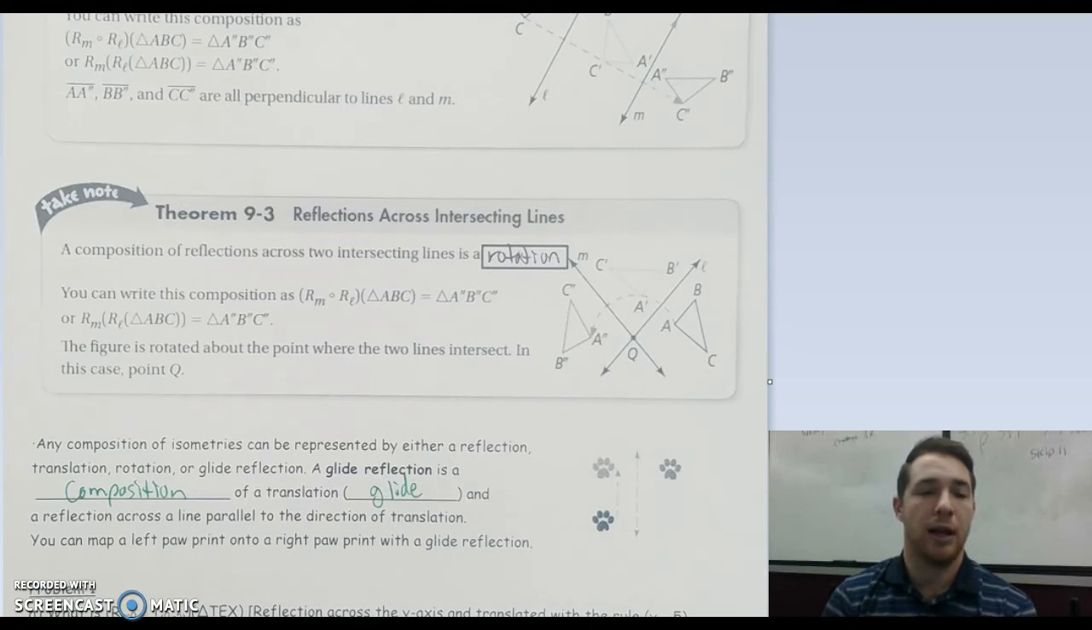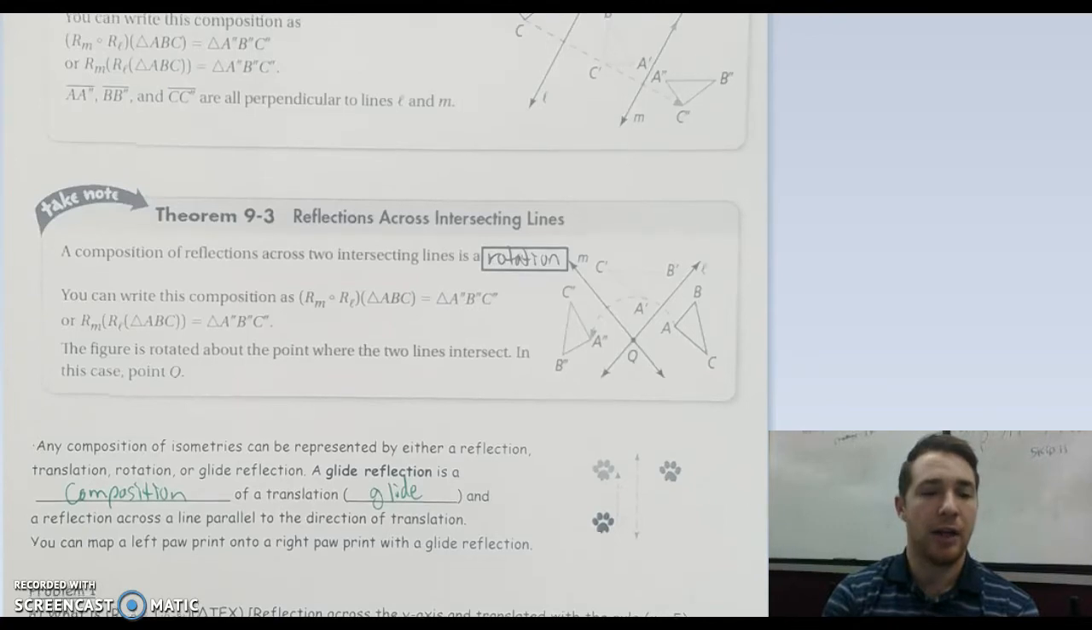So those four we saw on the last page. A glide reflection is a composition of a translation, that's the glide part of it, followed by a reflection across a line that's parallel to the direction of translation. So you see on the last page, I can move something and then flip it over a reflection line. You can map a left paw print onto the right paw print using that glide reflection.